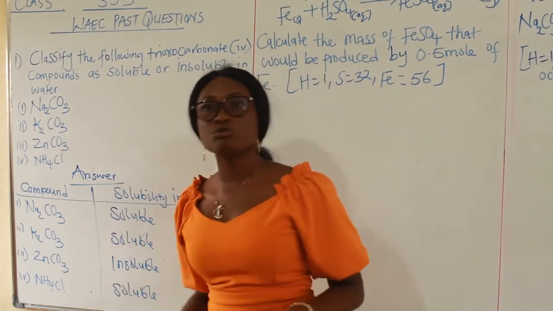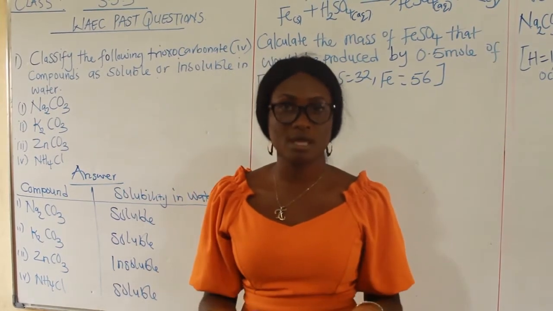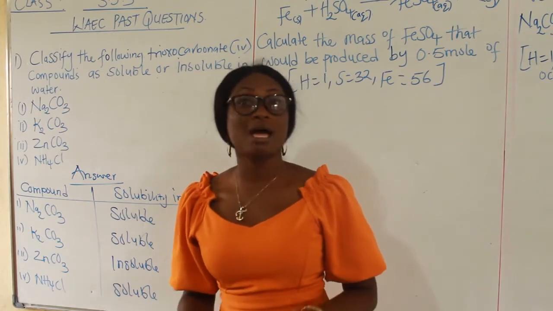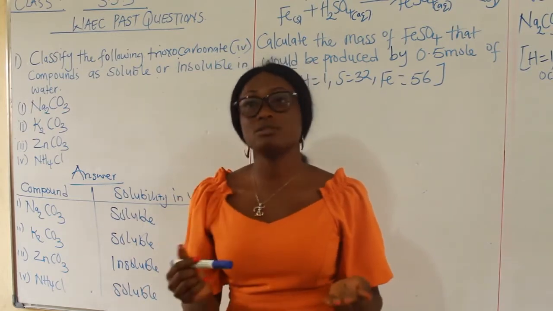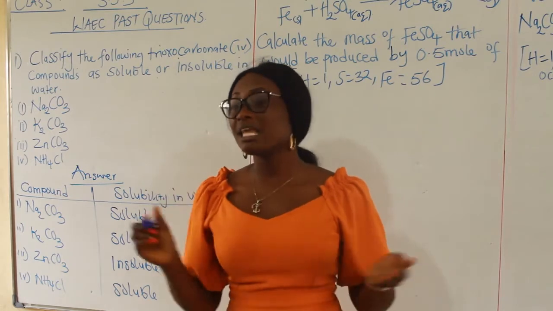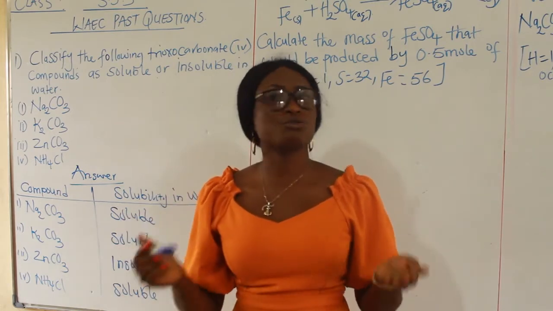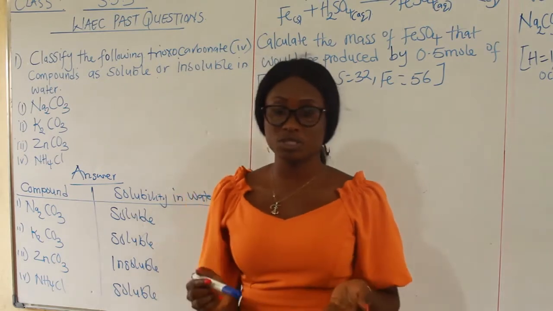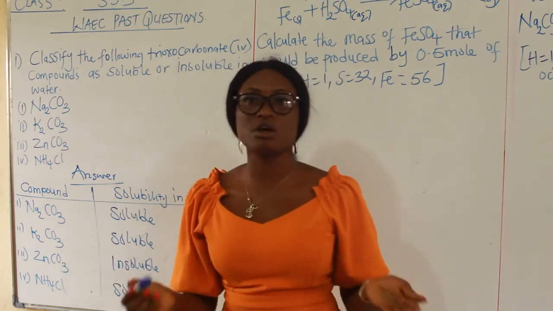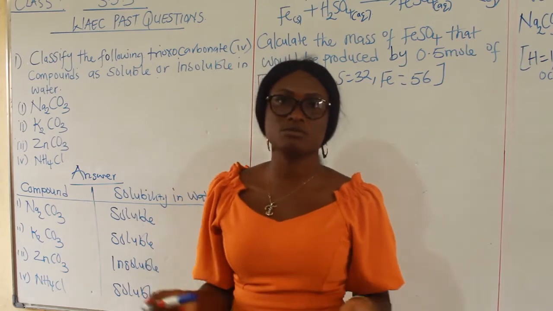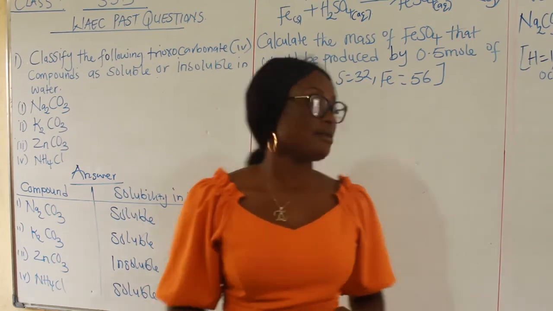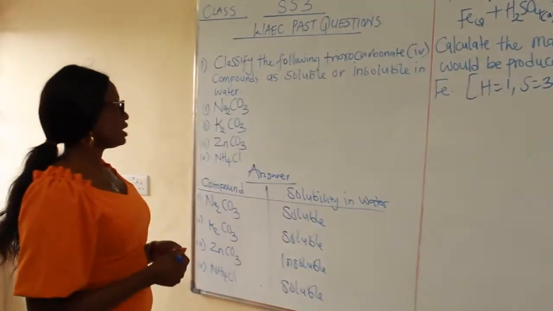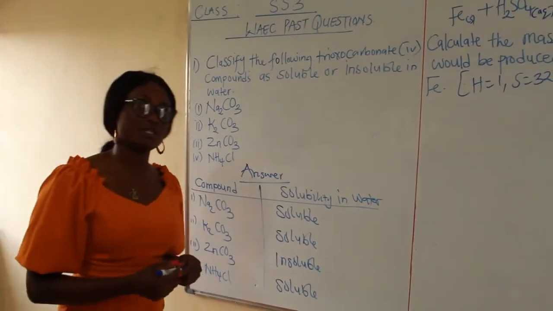And then ammonium too is also soluble in water. It means that all alkali metals are soluble in water. Ammonium is also soluble in water. Then any other trioxocarbonate compound you come across, they are all insoluble in water. So zinc carbonate is not an alkali metal, therefore it is insoluble in water. Okay? Alright, so that is for question number 1. We've been able to classify them based on their solubility in water.